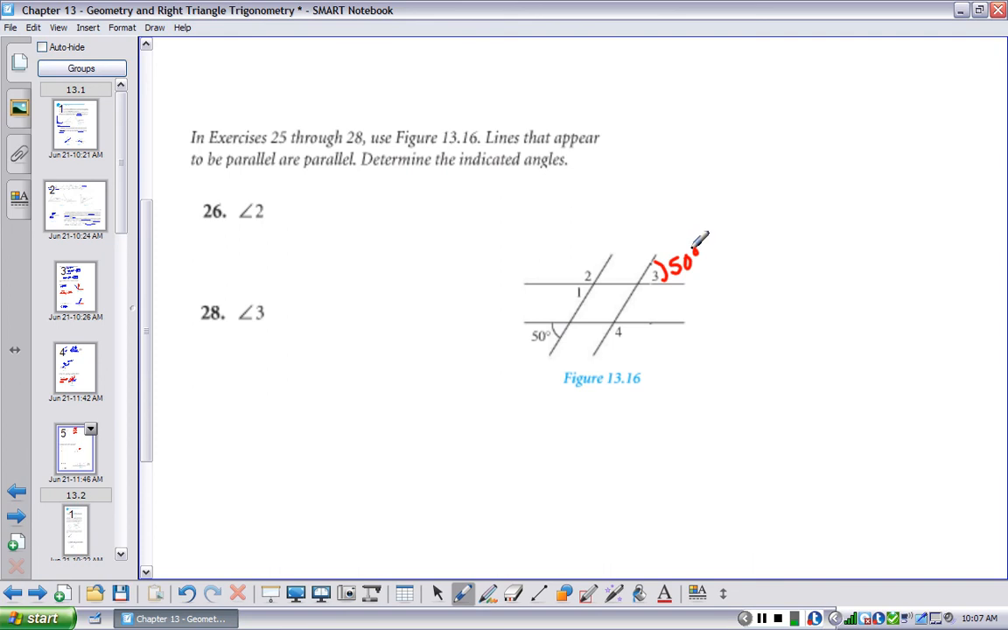Those are alternate exterior angles. Alternate exterior angles. As well as this angle 1 is 50 degrees. Those are called corresponding angles.